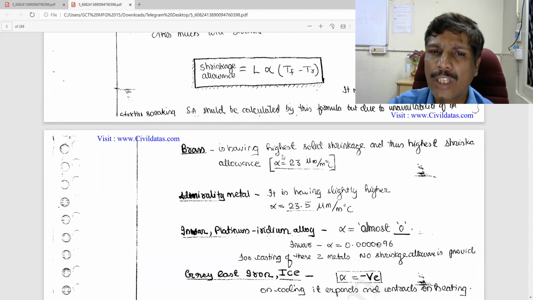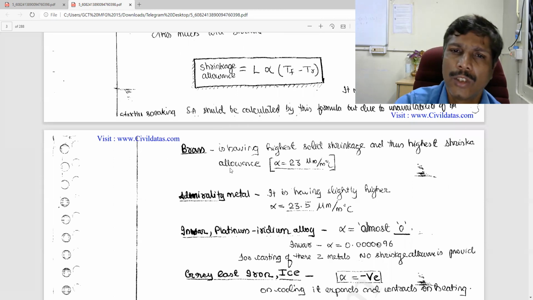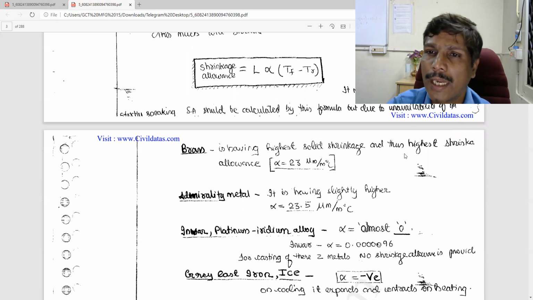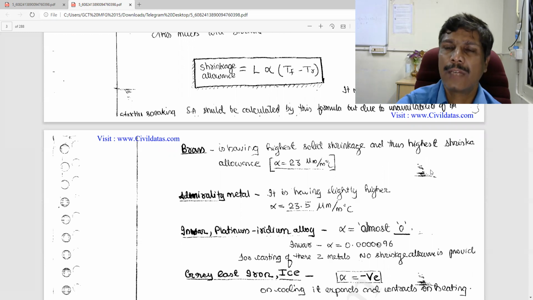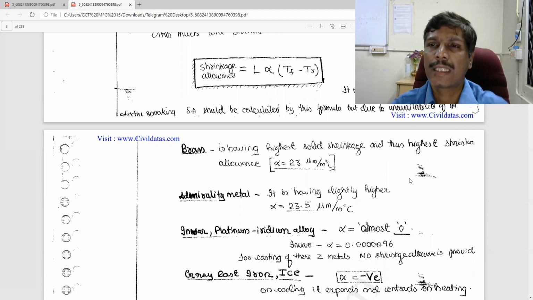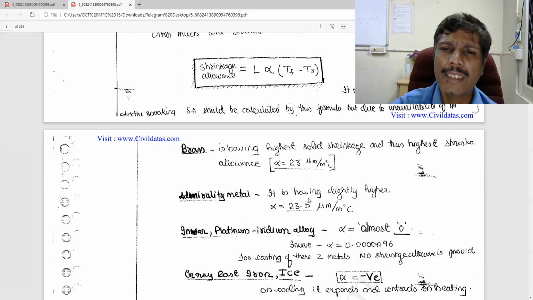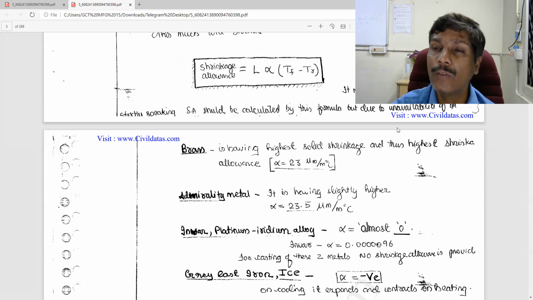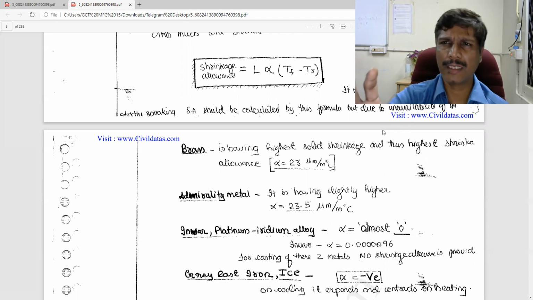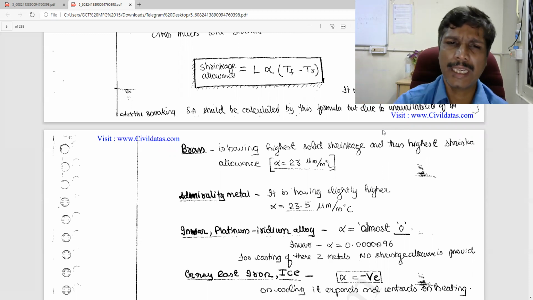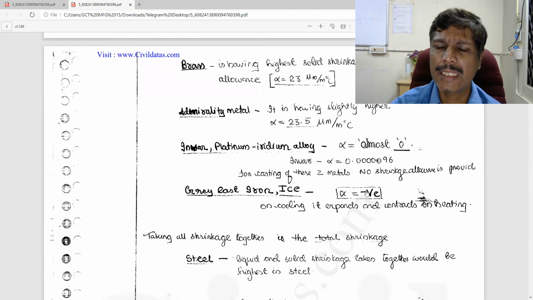Brass has alpha equal to 23 per degree Celsius, so it has the highest solid sinkage and thus the highest sinkage allowance. Admiralty metal is slightly lower. For Invar, the coefficient of expansion is 0, so the sinkage allowance is 0. For gray cast iron, alpha is negative: on cooling it expands and contracts on heating.